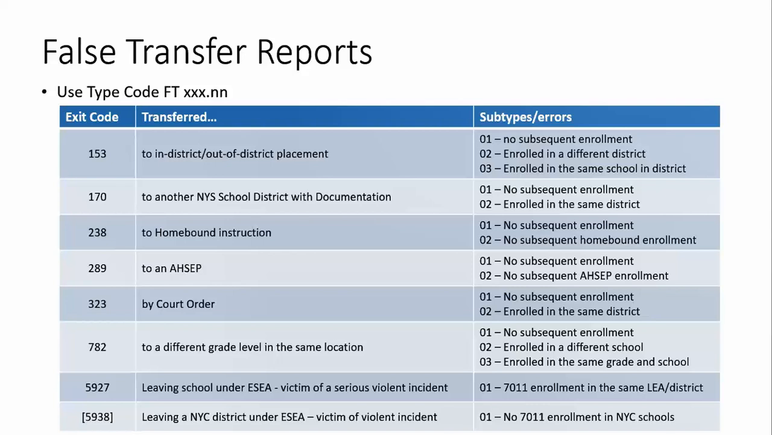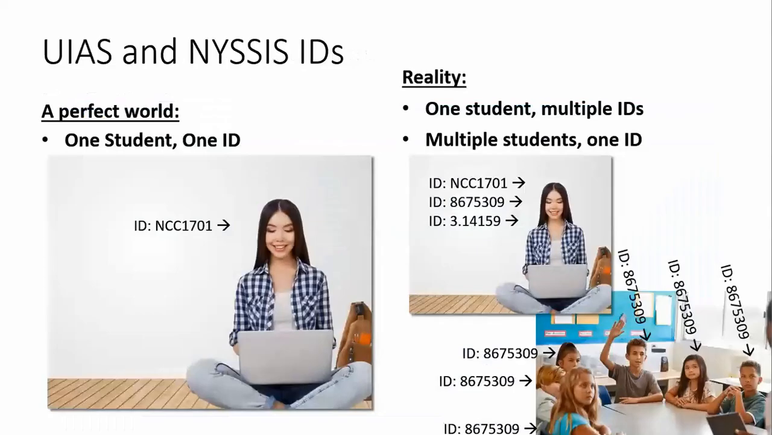Okay, I have a couple more slides that we're going to talk about. We're going to go back and revisit the UIAS reports as they relate to the NYSED IDs. In a perfect world, as I had mentioned before, we have one student linked to one NYSED ID.